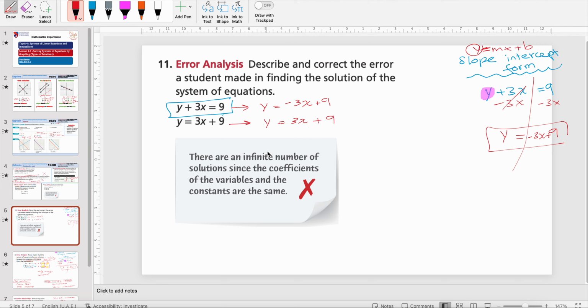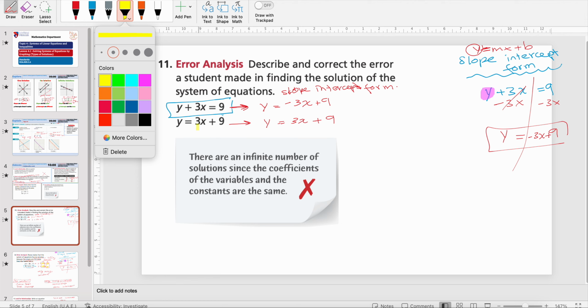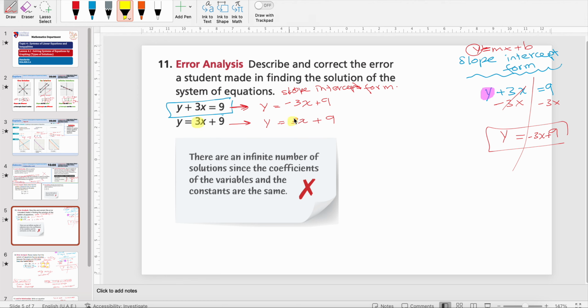Okay? That's a good question. She said that there is an infinite number of solutions since the coefficients and variables are the same. Now, I can't really compare the equations if they are in different forms. That's why I wrote both of them in slope intercept form, just to see clearly where is the slope and where is the intercept. Before, she decided that the slope is 3 for this equation, which is correct, but she said that the slope is also 3 here, and that's wrong.